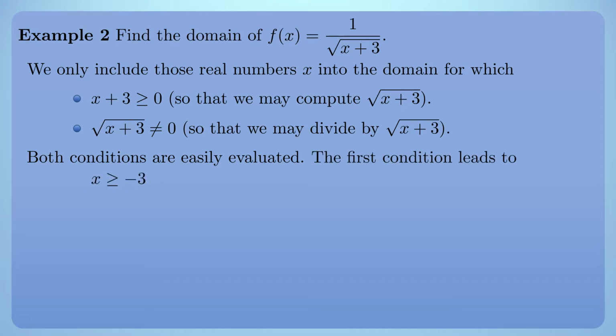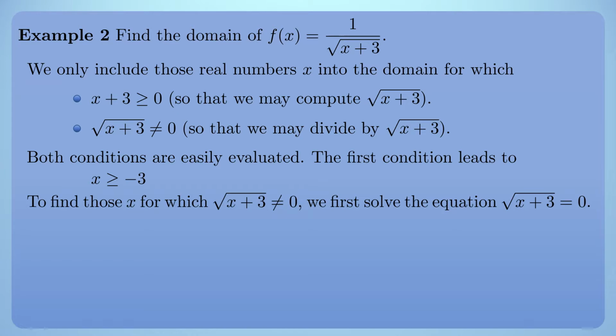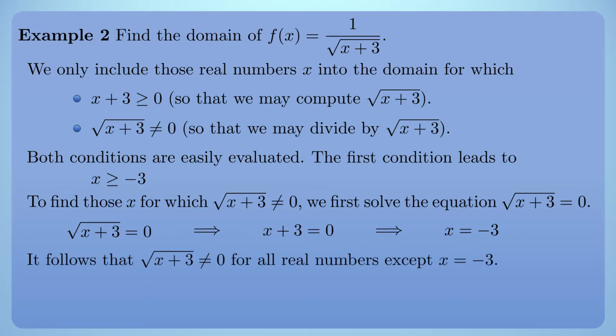The first condition simply leads to x greater or equal to negative 3. In the second condition, we want to find those x for which the square root of x plus 3 is non-zero, and we do that by first solving the equation the square root of x plus 3 is equal to 0. Looking at this equation, we square both sides of it to arrive at the equation x plus 3 is equal to 0, which leads to the unique solution x is equal to negative 3.